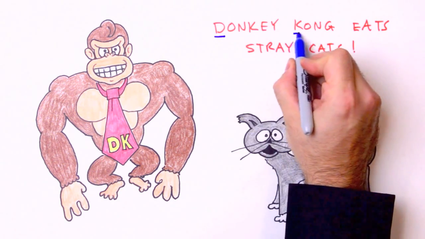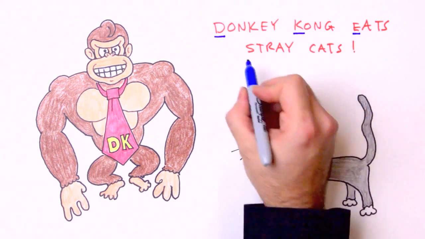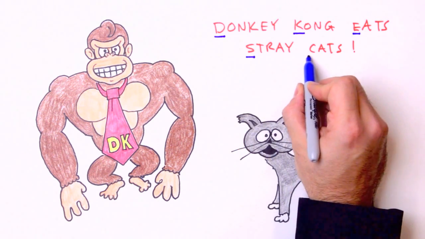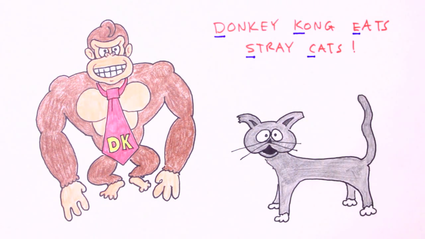Draw a picture, knowns and unknowns, equation, solve symbolically first, and check your answer. Donkey Kong eats stray cats.